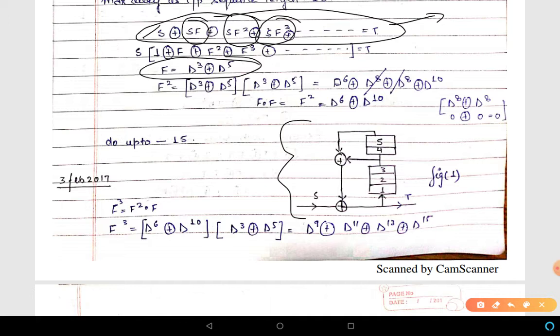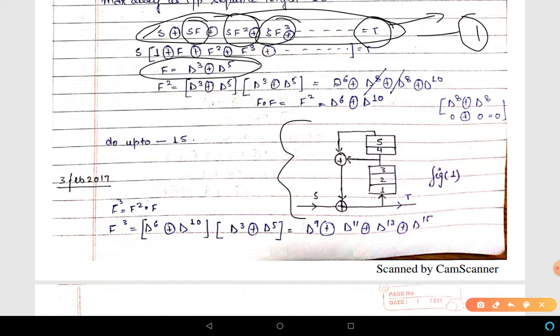Actually we can easily find the output using a normal modular 2 addition, but the way we are doing here is easier and the chances of error will be less. So this equation, say equation 1, is basically the equation of the Scrambler, and this equation gives you the output sequence t for a given s and function f.